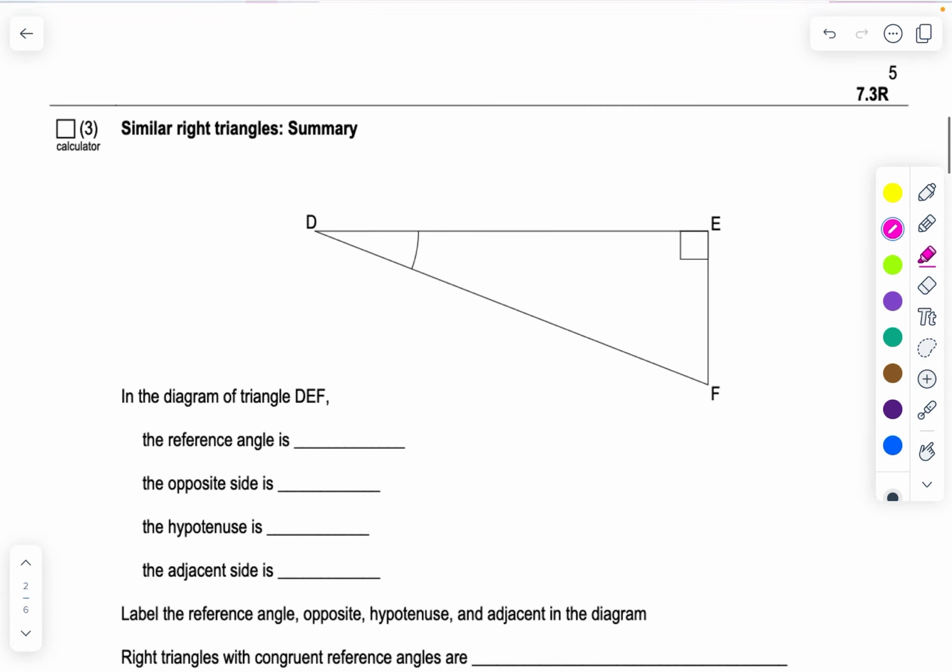Okay, so let's do another triangle, and let's do angle D, and we'll do 5, 12, 13.